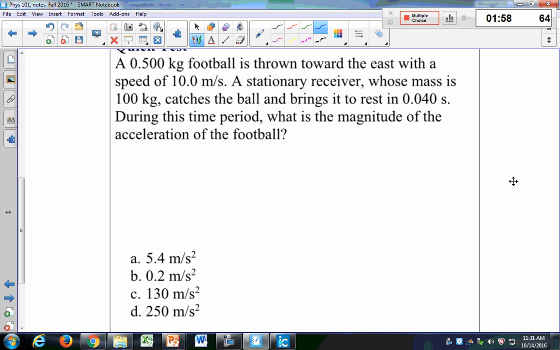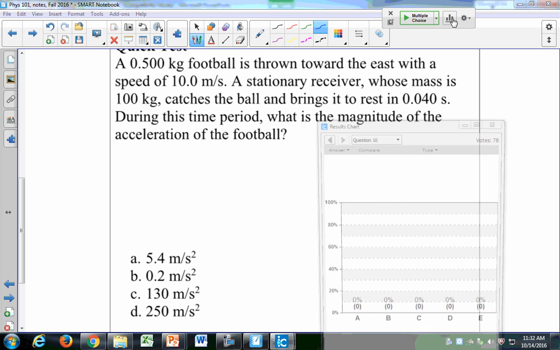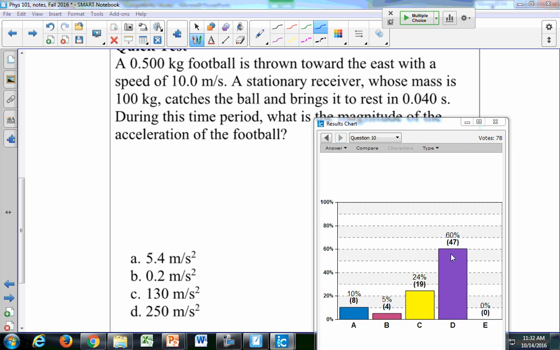Right, we'll do about 15 more seconds. Okay, I think D is right.